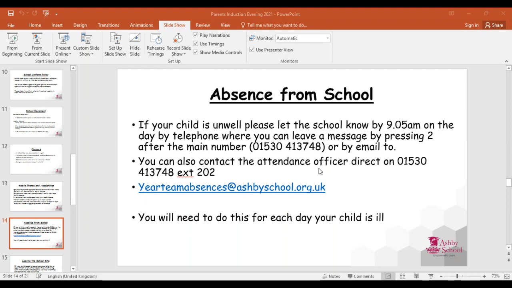And like I said, that first hour and a bit of the day will just be going through some of the systems and processes that we have at school, and getting to know other students in form time and getting to know their form tutor as well.